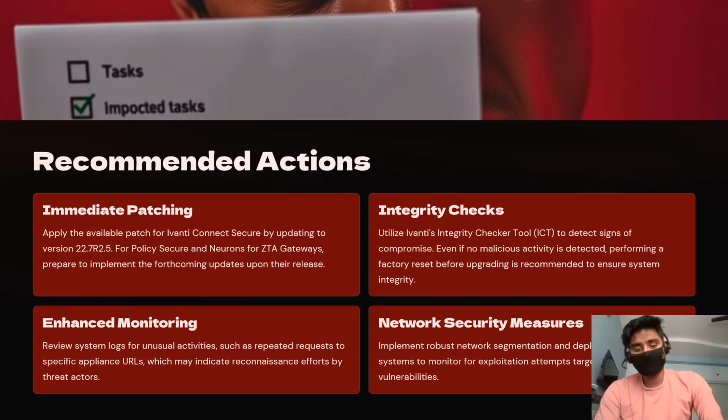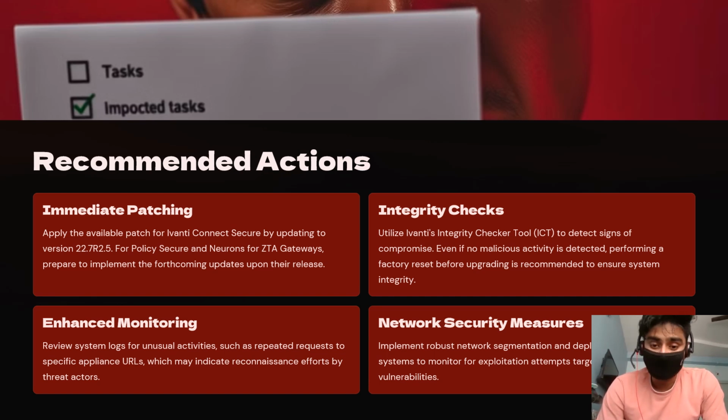because we have to take immediate action: immediate patching, integrity check, and enhanced monitoring are required. Along with that, network security measures also play a very crucial role. So for immediate patching, we can apply the available patch for Connect Secure by updating the versions, and for Policy Secure and Neurons for ZTA Gateway, prepare. Also we start preparing for the forthcoming updates upon their release.